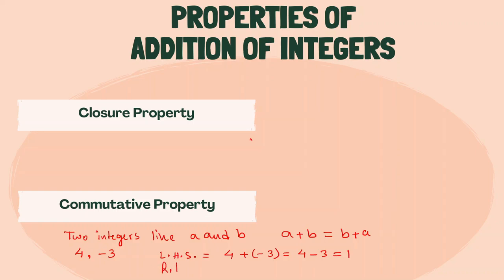And on the right hand side what happens? We will take minus 3 plus 4. So what will be the answer? Minus 3 plus, and plus becomes plus. So plus 4 is equal to 1. So LHS equal to RHS. So this case is for all the integers. If you add two integers, you will always find that they obey the commutative property.